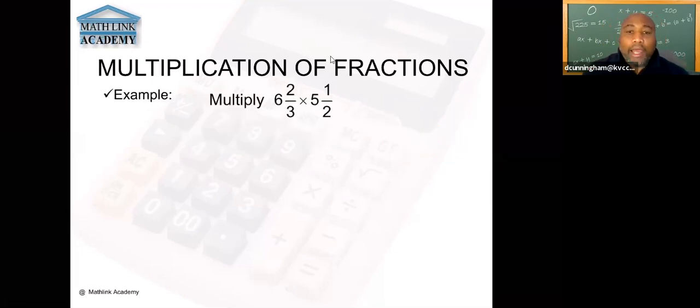Now I'm going to multiply fractions where the fractions are, in this case, mixed numbers. So all you do, you convert that mixed number into an improper fraction and then multiply across. So let's go to our whiteboard and show how this is done.